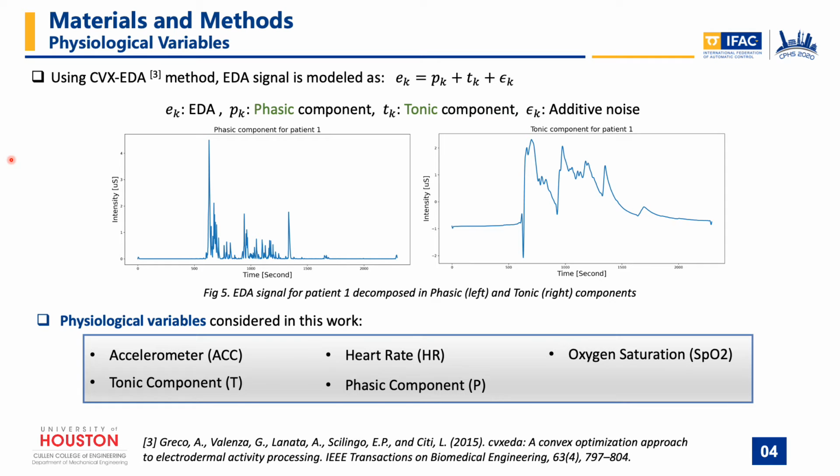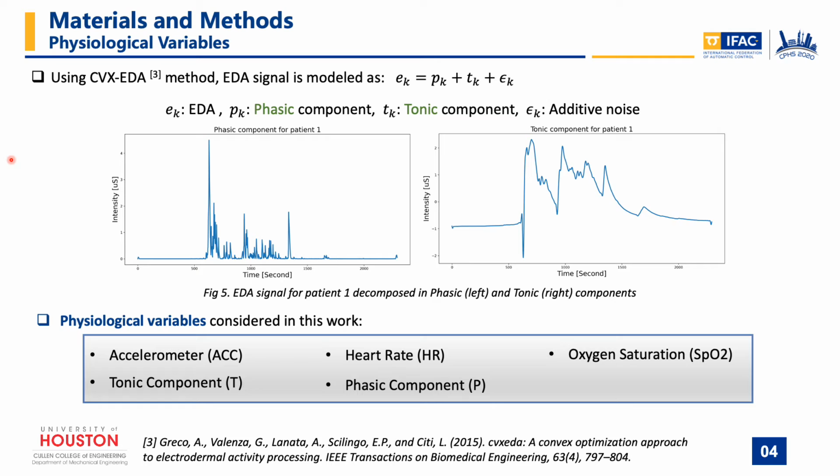The other variable that we use is the electrodermal activity or EDA. There are many studies that have shown that features extracted from EDA signal in both time and frequency domain are relevant for neurological status analysis. So we take the EDA into consideration as well.